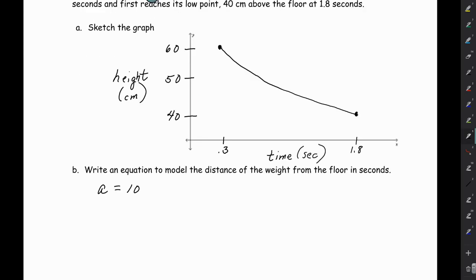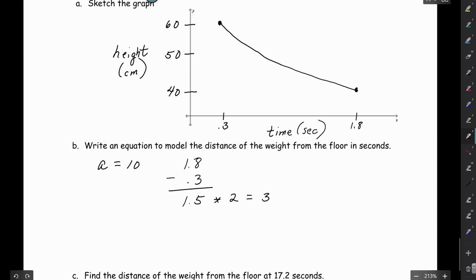The next thing we need to do is identify the period. Well, this graph is like half a graph, and it's going to start to repeat once we double this. So how far are we going? What's 1.8 minus 0.3? That gives us a value of 1.5. If we just double that, that'll tell us how long one period is. So 2 times 1.5 is 3. So we know our period is 3, and that's equal to 2 pi over b. Cross multiply. So b is 2 pi over 3.